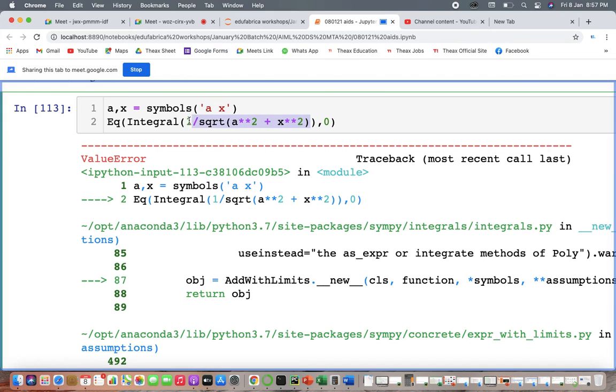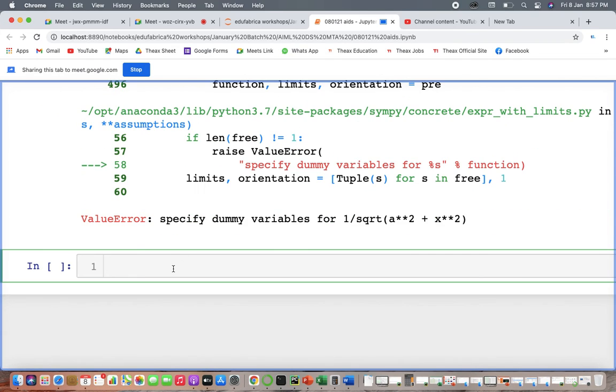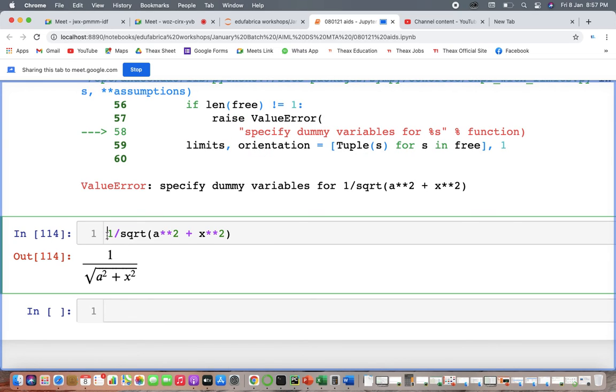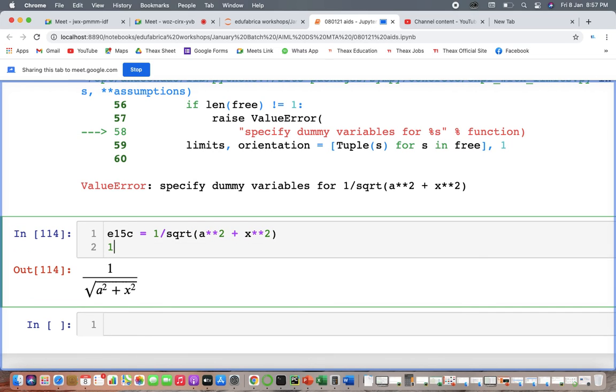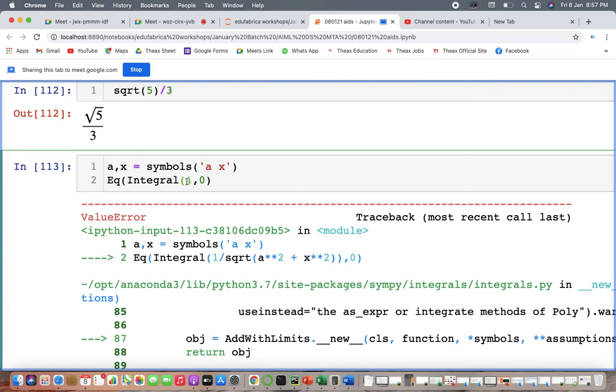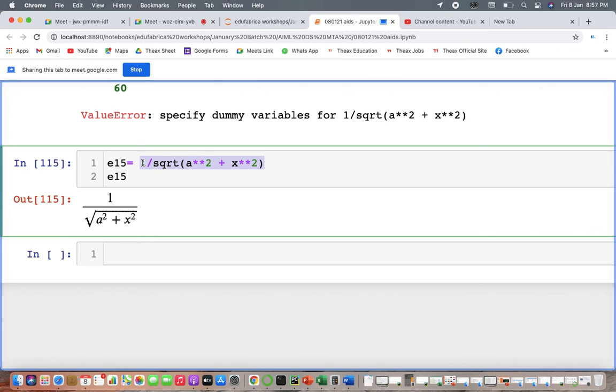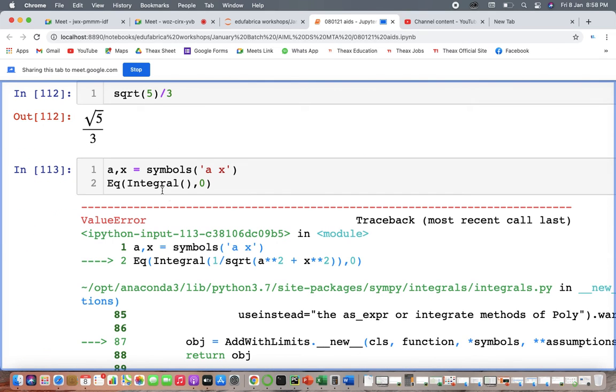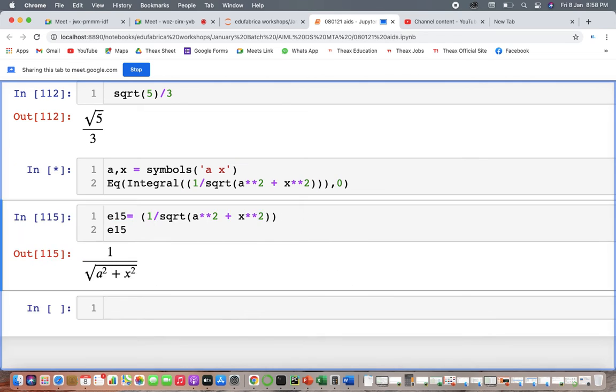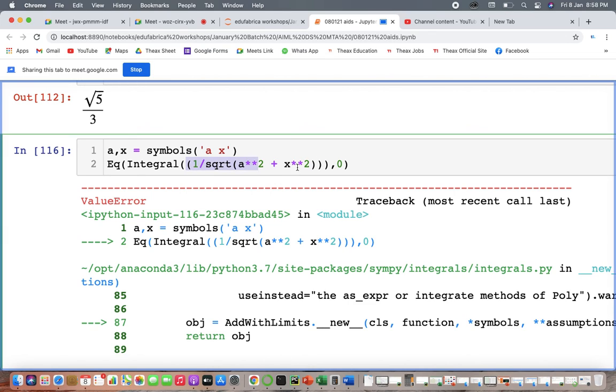This part is a problem. Just a second. This is your equation 15. So integration of this equation 15, this whole part in a bracket, and we're pasting it here. So again, giving us a problem here: integration of 1 by square root of a square plus x square with respect to x.